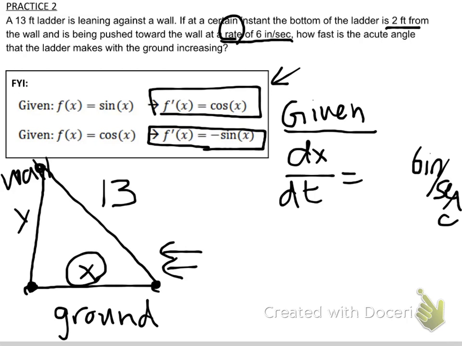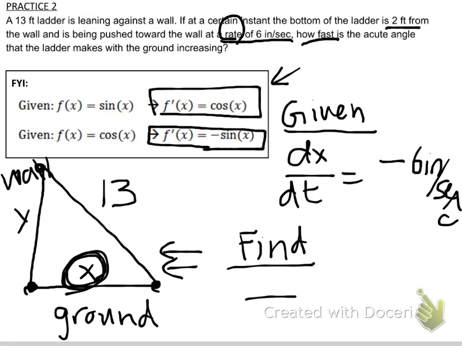Right? So x is actually decreasing because this distance is getting smaller and smaller. So my dx over dt is actually going to be negative. Now, let's see what we have to find. What do we have to find? Let's see, how fast... I know it's something over dt because it's how fast.